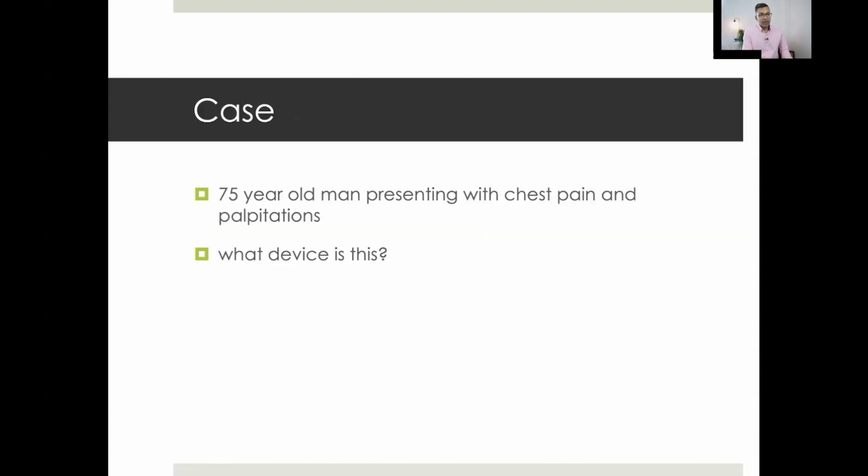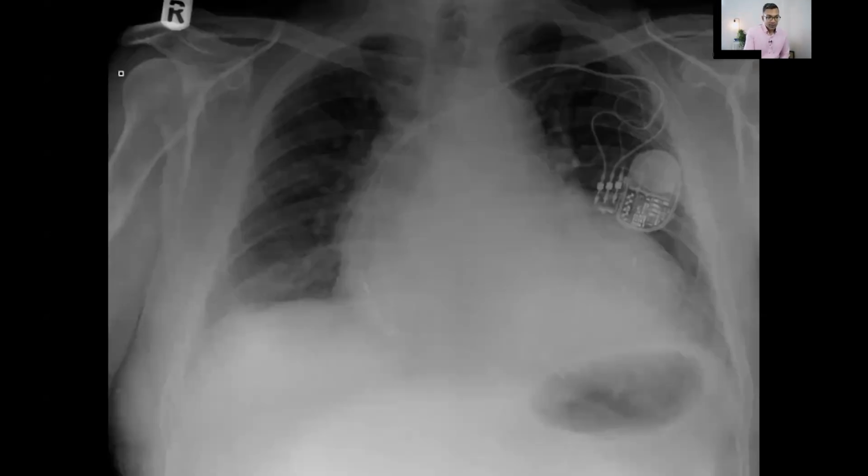Okay, 75-year-old male presenting with chest pain and palpitations. What device is this? Everyone have a think about it, and let me know if you can figure out what this is. Yes, so this is severe cardiomegaly, and there is a 3-lead pacemaker and a prominent gastric bubble.